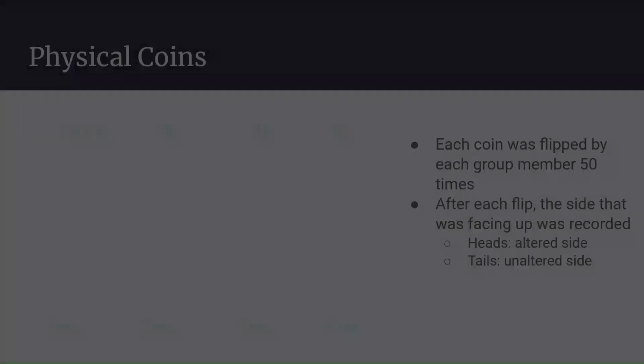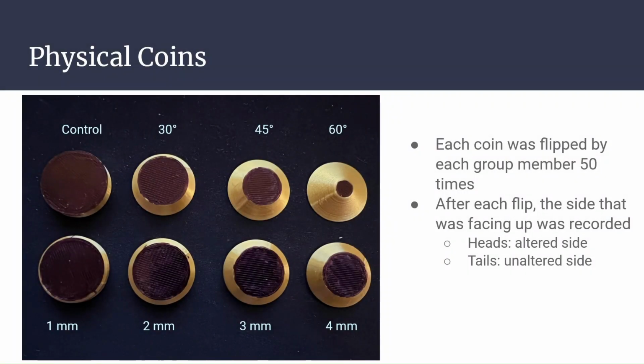And then here are the physical coins after printing. Each of them are labeled. For our basic data collection techniques, each coin was flipped by each group member 50 times. Then after each flip, the side that was facing up was recorded, and heads was the altered side, tails was the unaltered side. You can see here in this picture that heads is marked in a black marker on the face up side of the coin.